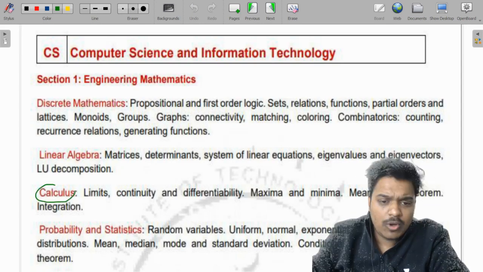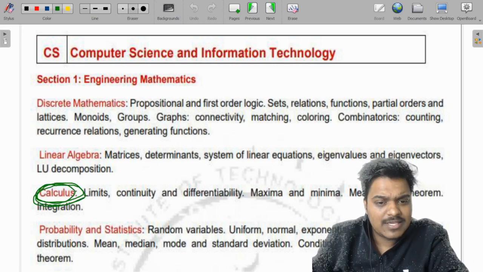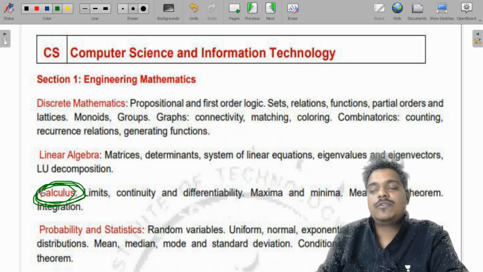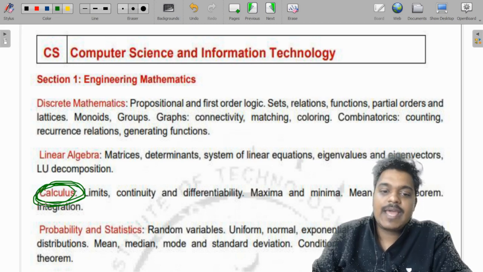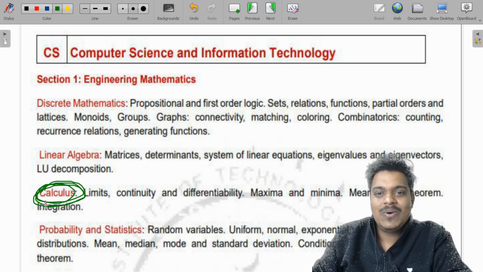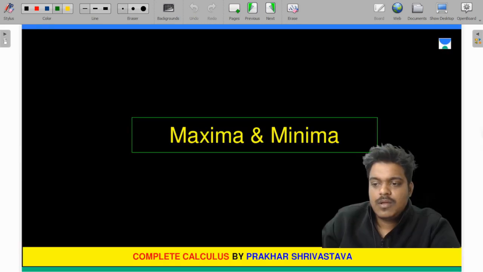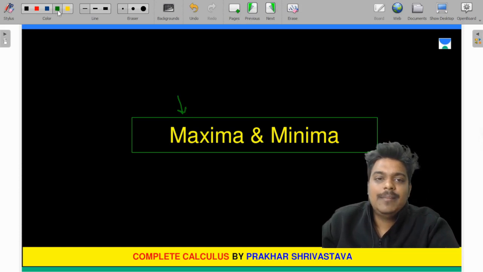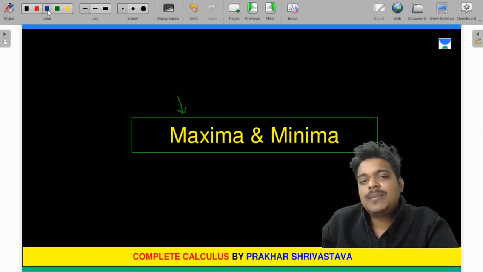Currently we are discussing the topic of calculus. In the previous lecture we discussed the smaller topics of calculus. Okay, so let's go. The next topic that we are going to discuss is maxima and minima. Now what do you mean by maxima?